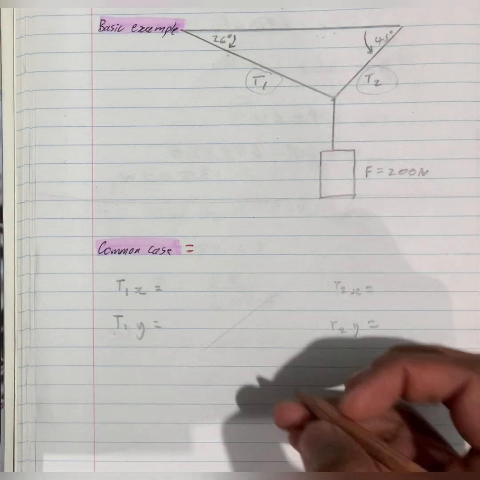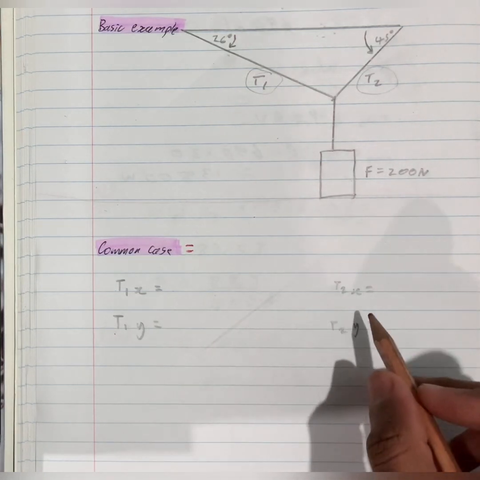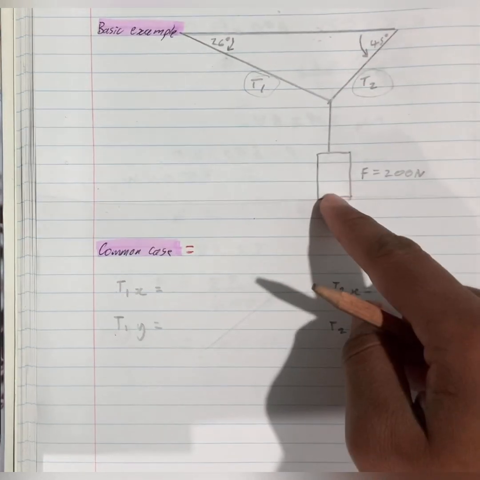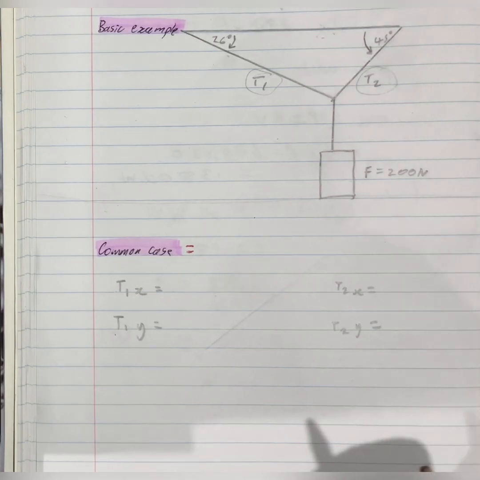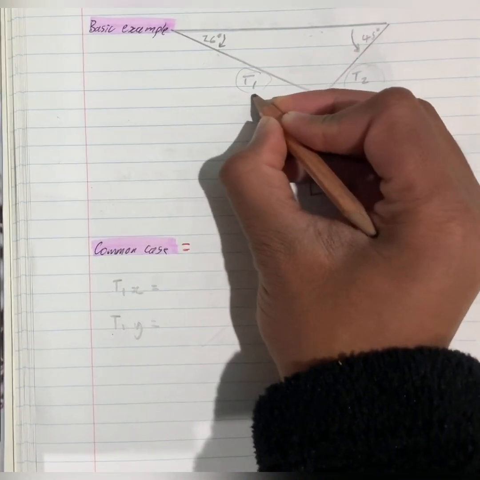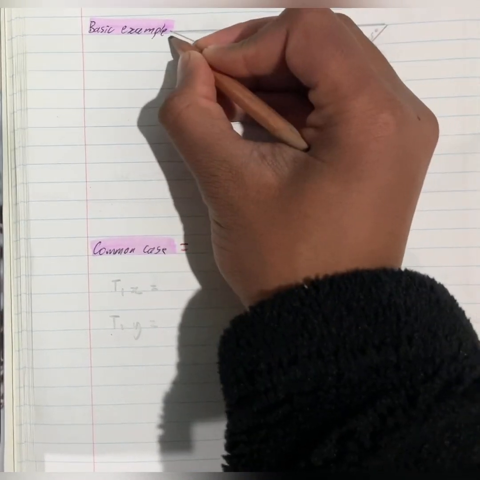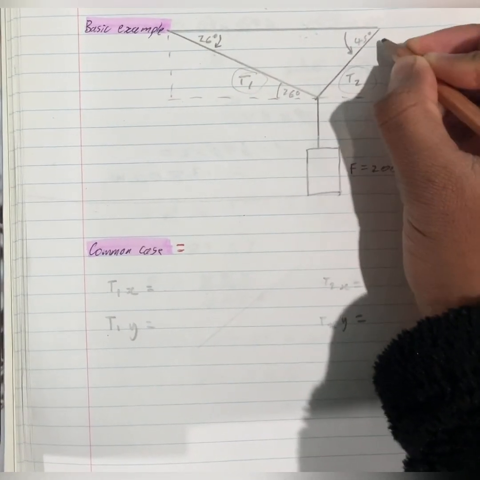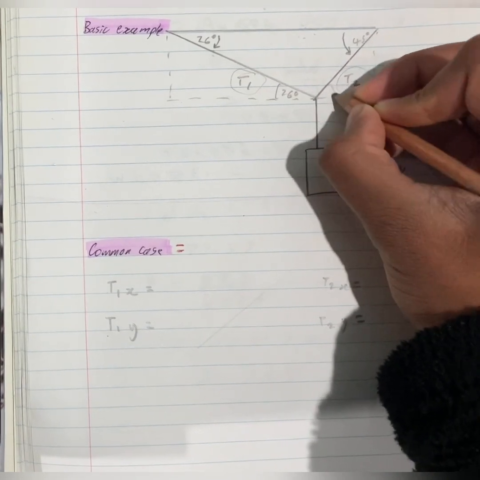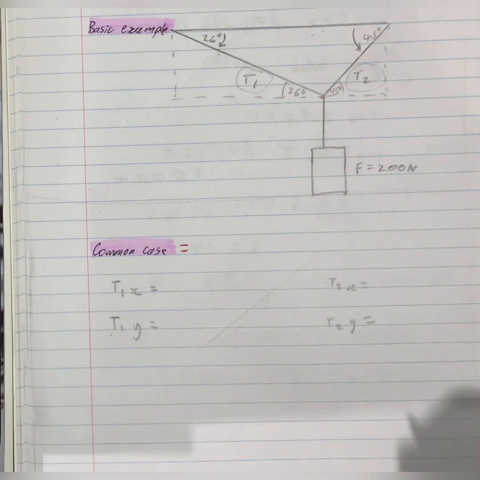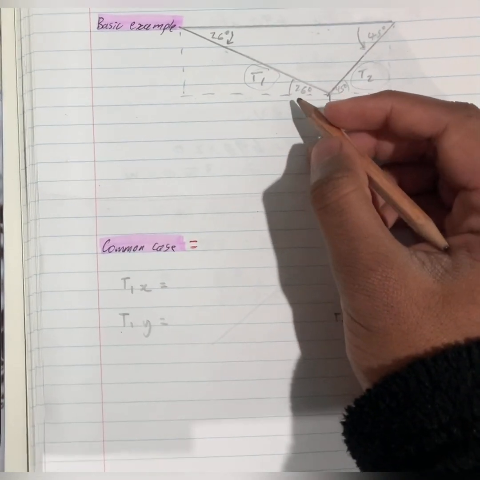That means the values of T1x and T2x cancel out because the only thing that's hanging down in a straight line is 200 newtons. So how would you go about solving this? Well, let's look at it. T1x, right? How would you get the x value of this? 26 degrees. This one right here is 45. The x value would need to be found out using the 26 degrees, right?